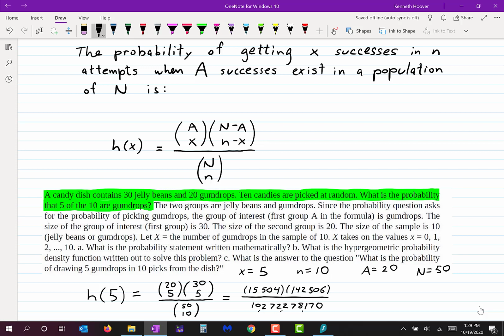Okay? And then we just multiply 15,504 times 142,506 divided by 10,272,278,170. And we get an answer of, let's go ahead and stick with 4 decimal places. In that case, we would round off to 0.2151. Not too hard, right?